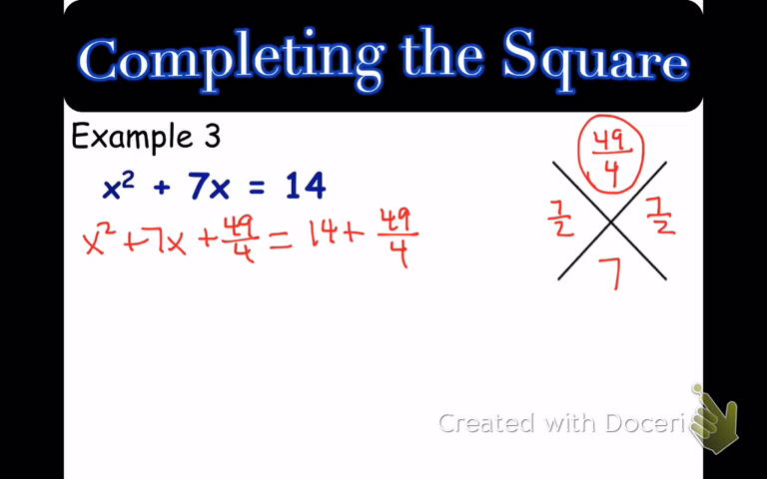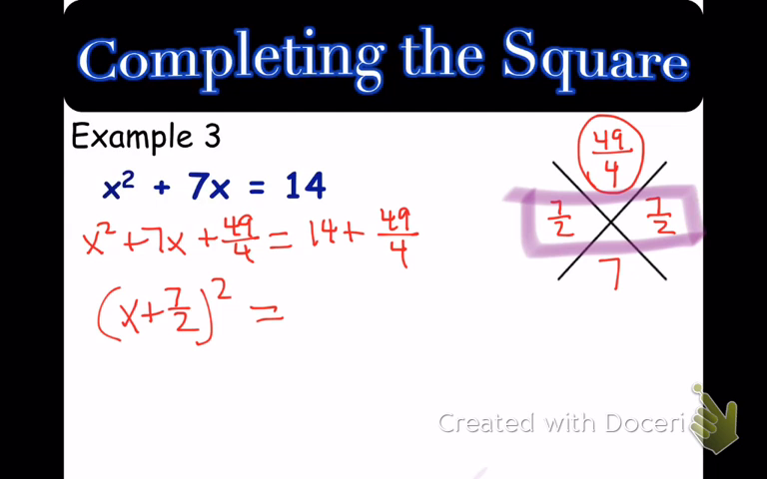And then I'm going to factor the left side. The left side factors as a perfect square trinomial using the 7 over 2. So I'm going to use x plus 7 over 2 equals, and then we're going to add those up. Now, because it's a whole number and a fraction, I've got to go back to my basic skills from elementary school: how do we add fractions? We're going to get common denominators.